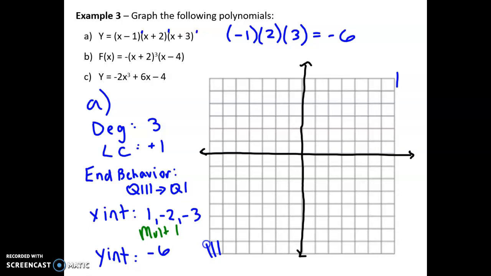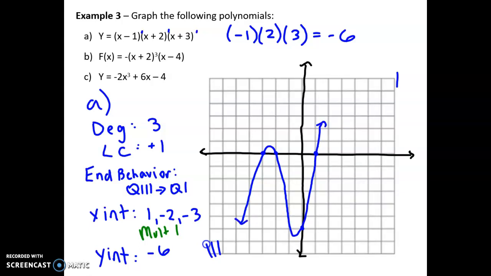Then we're going to put our x-intercepts. Our x-intercepts are 1, -2, and -3, and my y-intercept is down at -6. Remember that you cannot have any more intercepts than the ones you found. You can't magically create more as you draw your graph, right? So all of these are at multiplicity of 1, which means I'm going to pass straight through all of them. So start down in quadrant 3. You're going to pass straight through the first one, turn around, pass straight through the next one, go down to that y-intercept, and go straight through the last one. So it's going to look something like this.